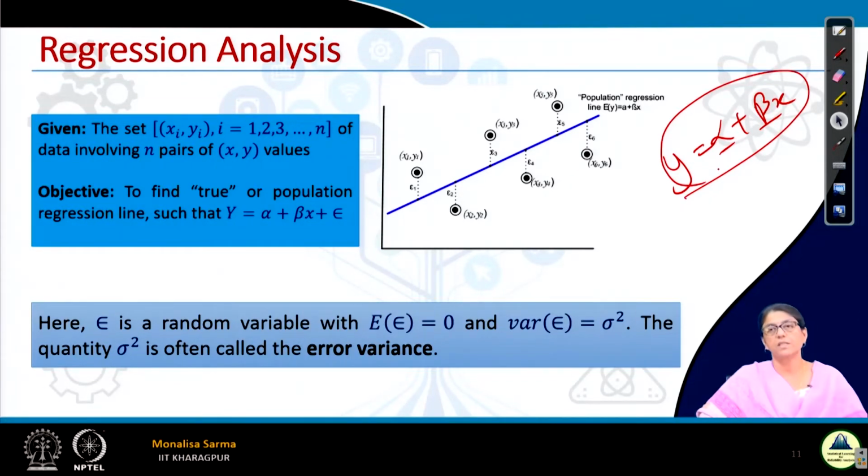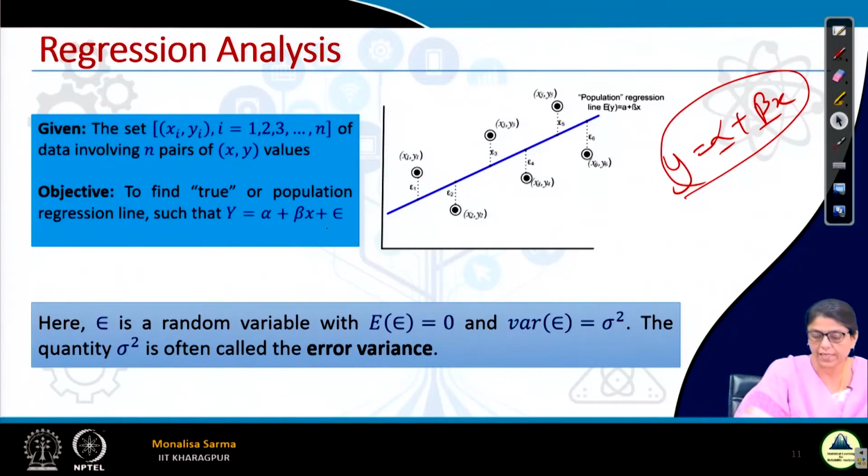So basically, from the examples I have just told, and there are many such scientific and engineering applications, we will see that this relationship is not a deterministic relationship. There is some random component to it. That random component I am calling epsilon, that is the error.